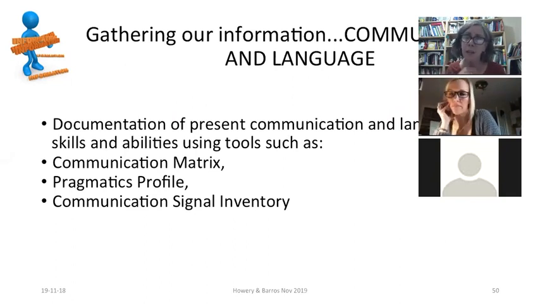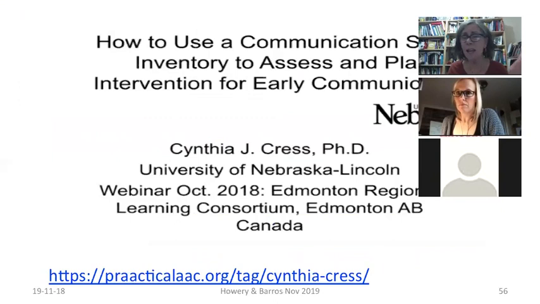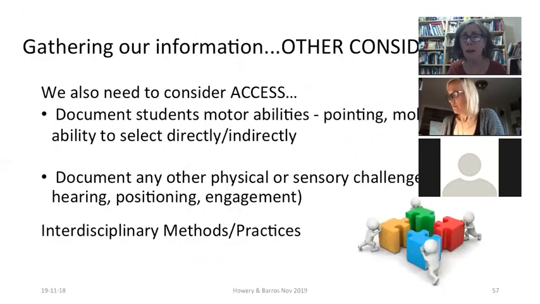But part of the documentation is we also really need to understand how that child is currently communicating. And here are some tools that we can use. I'll send these slides out. If people haven't seen them, that's just fine. We potentially need to use the communication matrix. We need to use the pragmatics profile. How are they currently communicating in all the multimodal ways? And then how can we respond back? Because that's going to be part of being good communication partners.